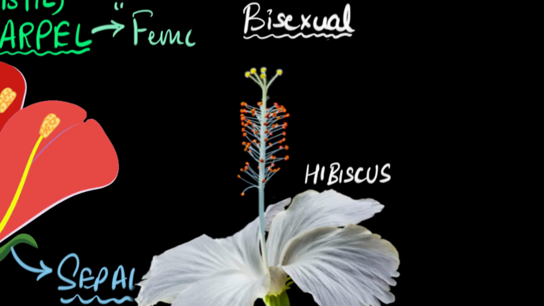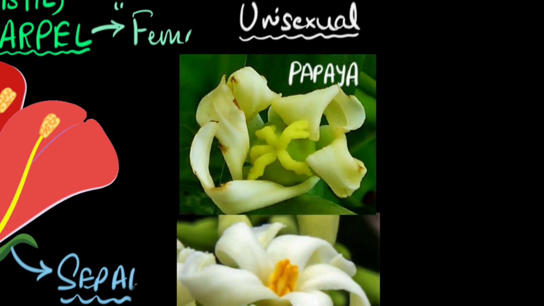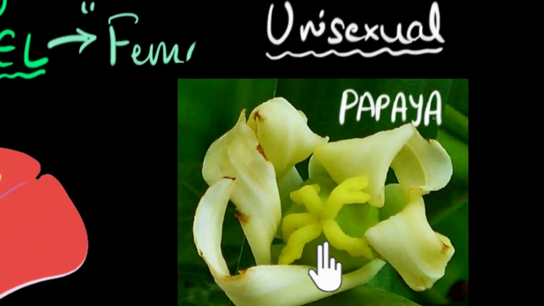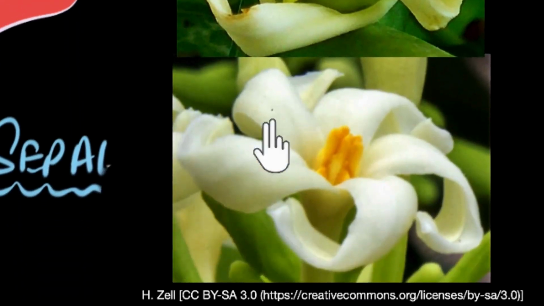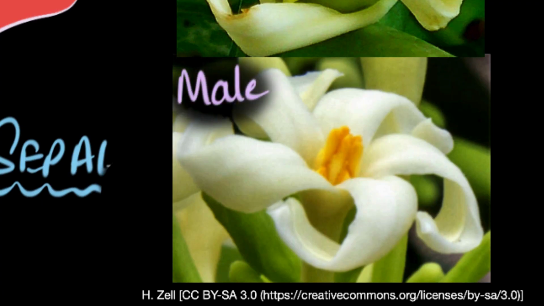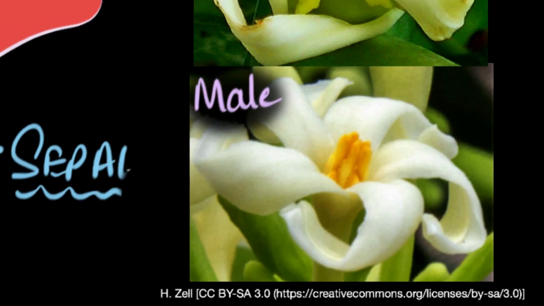On the other hand, if you look at papaya flowers, if you look at the top flower, what you're seeing are only the carpels. Of course, there are 5 carpels over here, but only the female reproductive part is present, only one sex. Therefore, this is a unisexual flower. And since only female reproductive parts are present, we will call that the female flower. On the bottom, we have another papaya flower, but this one only contains the stamens, the male reproductive part, and therefore this one will be a unisexual male papaya flower.